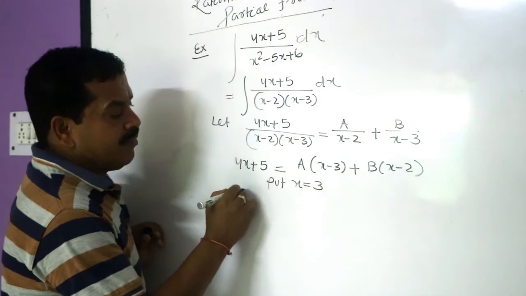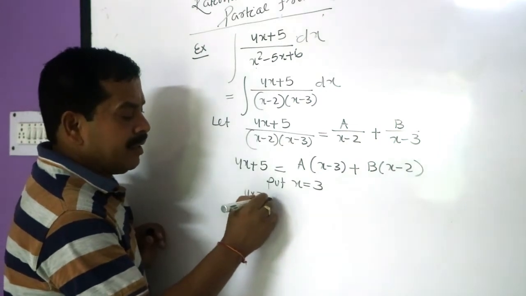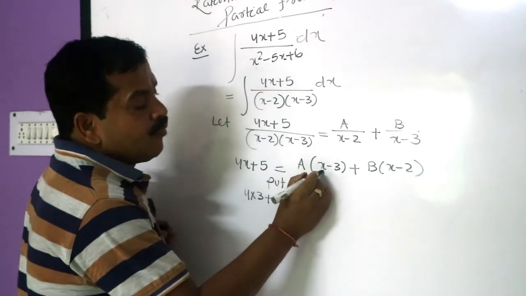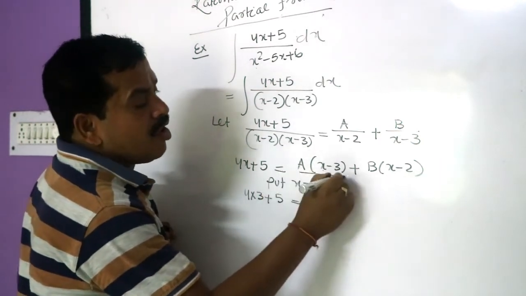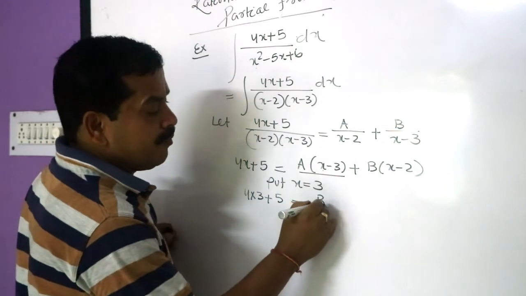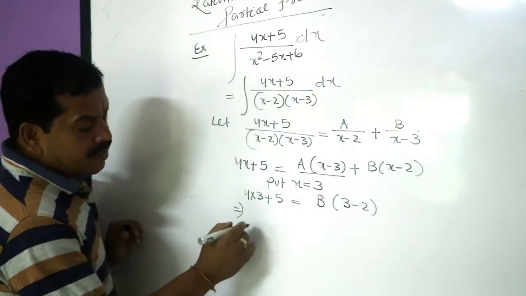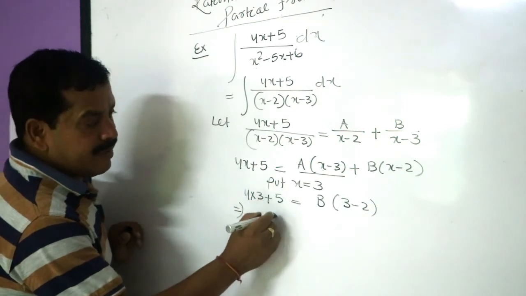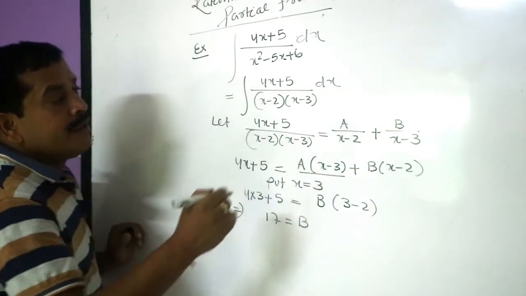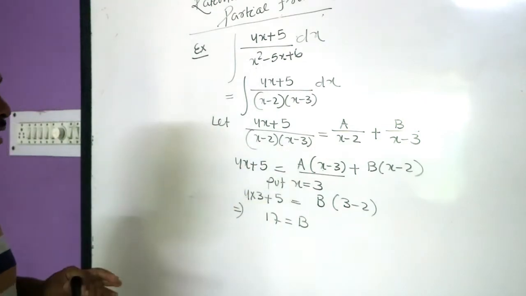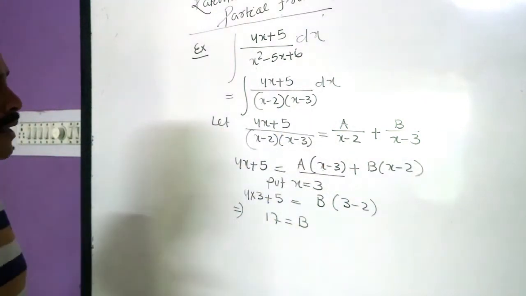Then the left hand side becomes 4 into 3 plus 5. Here, if you put 3, then this term becomes 0. So we have b into 3 minus 2, that equals 12 plus 5, 17 equals b. That is, the value of b is 17. Next, we have to find the value of a.